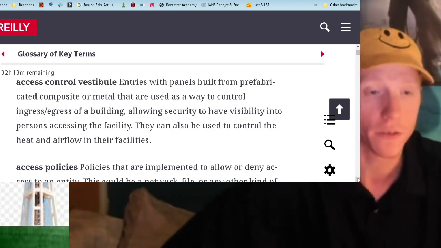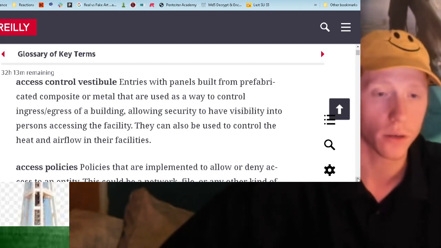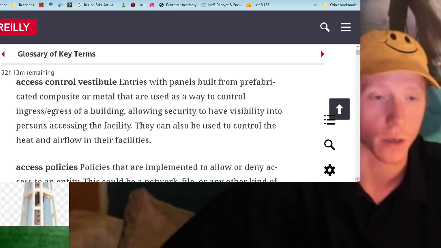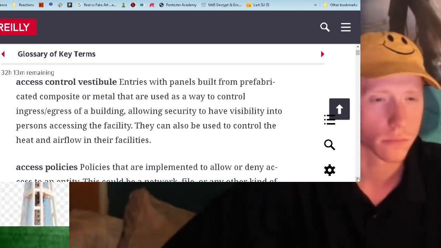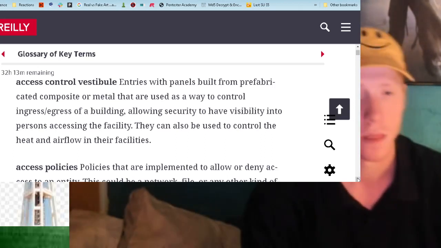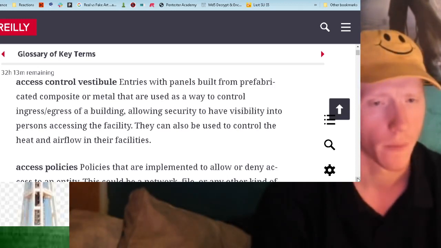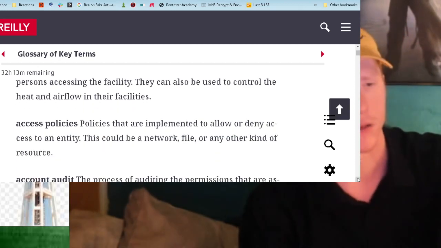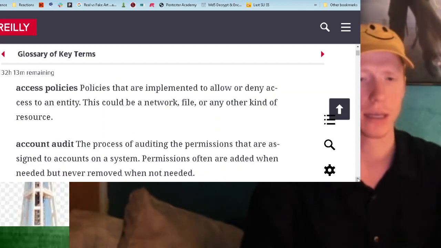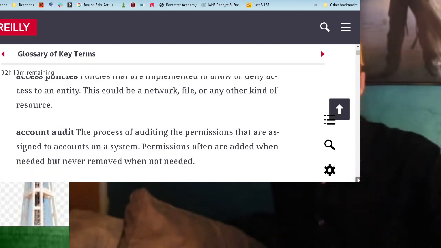The access control vestibule are entries with panels built from prefabricated composite or metal that are used as a way to control ingress-egress of a building, allowing security to have visibility into persons accessing the facility. These can be used to control the heat and airflow in their facilities. Access policies are policies that are implemented to allow or deny access to an entity. This could be a network file or any kind of resource.